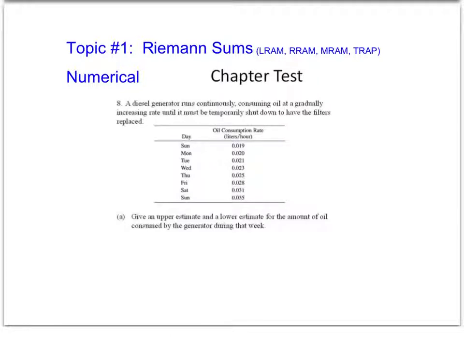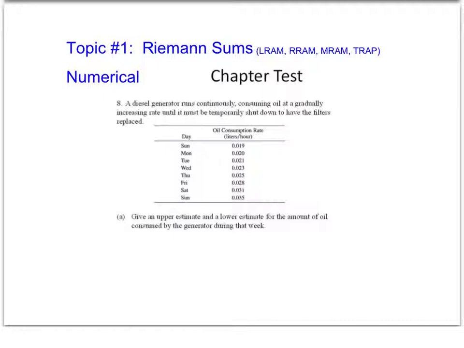Oh, wait. That is a repeat, isn't it? Oh, no. What's different about this is that you notice that this is a numerical perspective of Riemann sums. So if you are given a table of data, can you, from the table of data, extrapolate the rectangles or trapezoids using this?